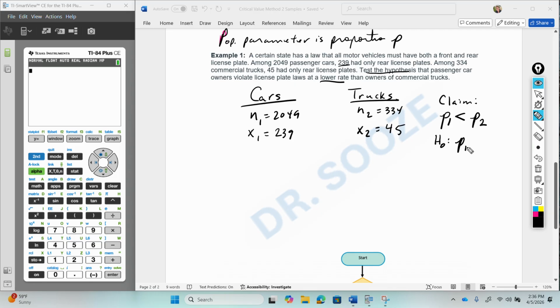The null hypothesis is always equality. When I get to the alternative hypothesis, I look at the symbol in the initial claim, and if it's allowed, I keep it. For the alternative hypothesis, you can only have strictly less than, strictly greater than, or not equal to. The strictly less than symbol is allowed, so I keep it. The symbol in the alternative hypothesis determines the type of test, and we're going to have a left-tail test.